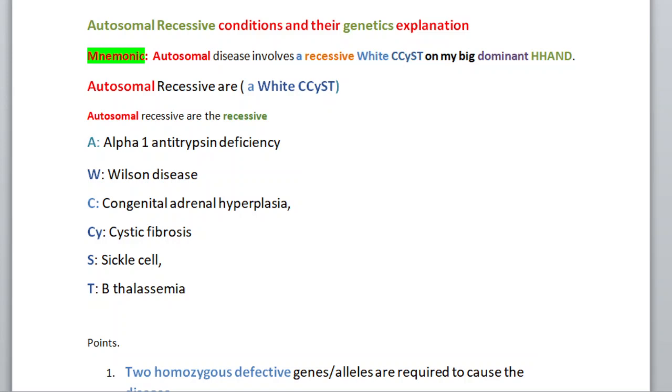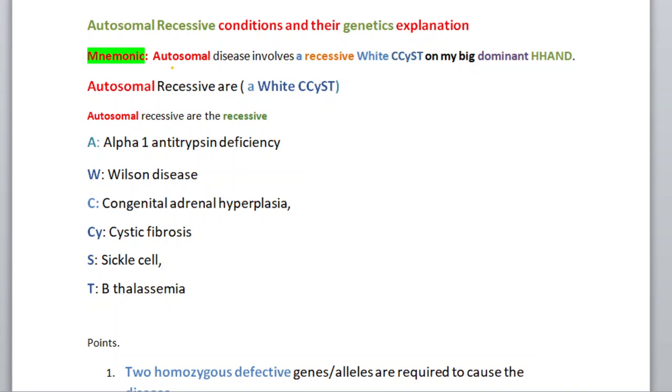Welcome class. Our new lecture is on autosomal recessive conditions, and we have started the genetics chapter. Today we will be talking about the autosomal recessive conditions and their genetics as well. There is a mnemonic I have, so I am going to share it with you.